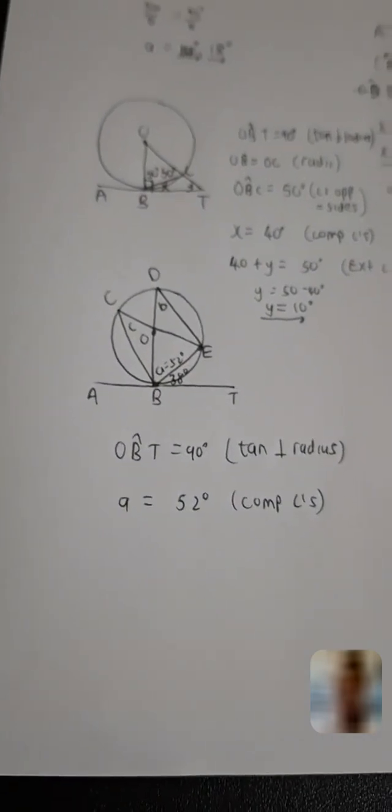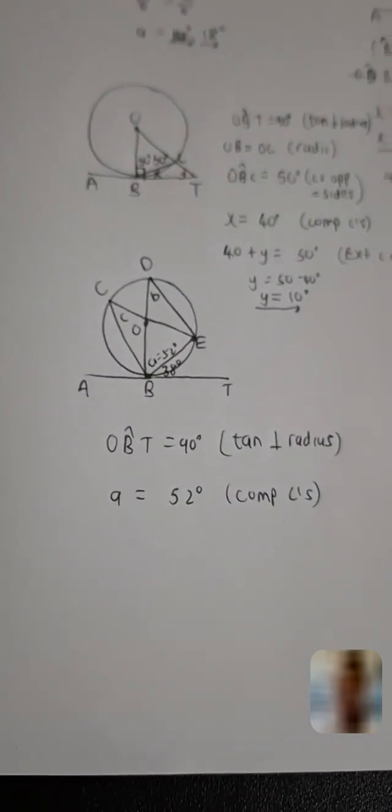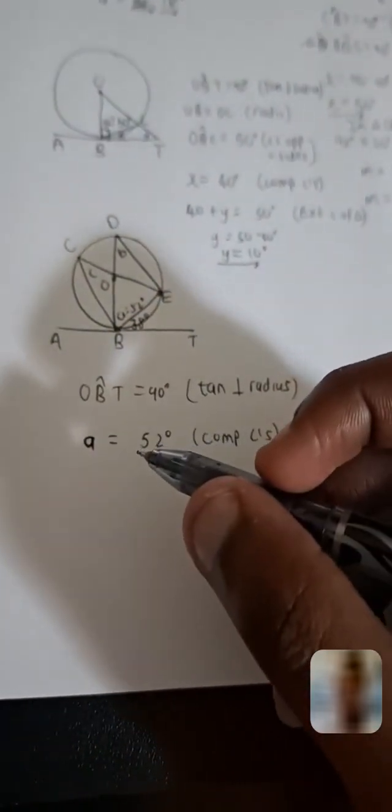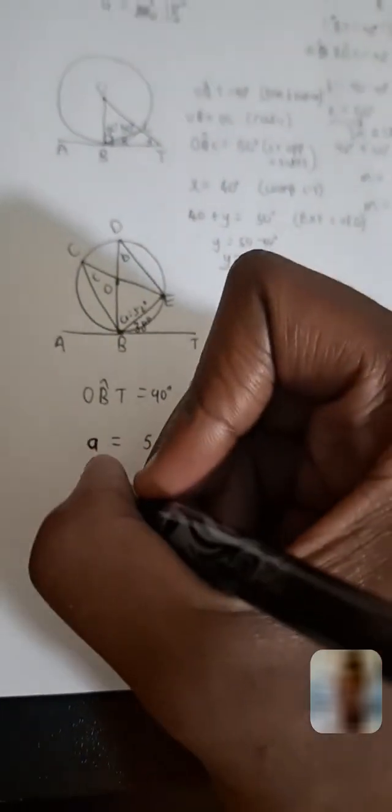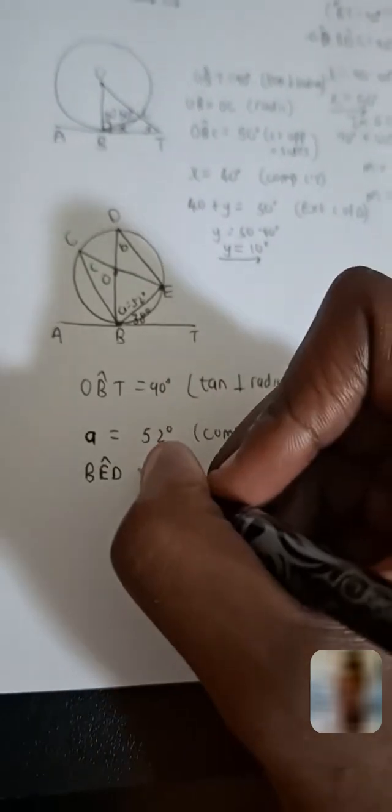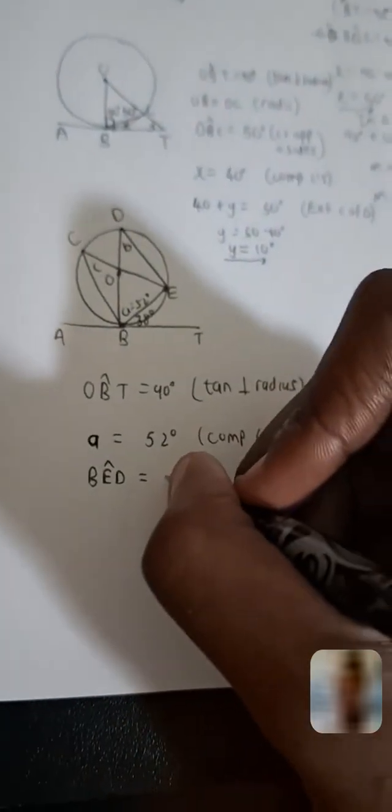And then angle E is equal to 90 degrees. Angle E. Is it angle E or angle BED? Yes, it is equal to 90 degrees.